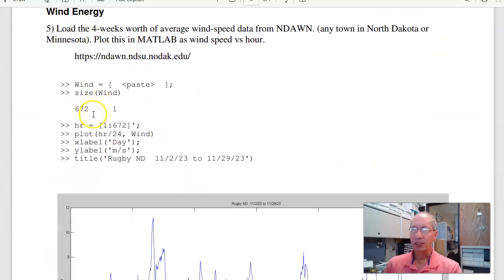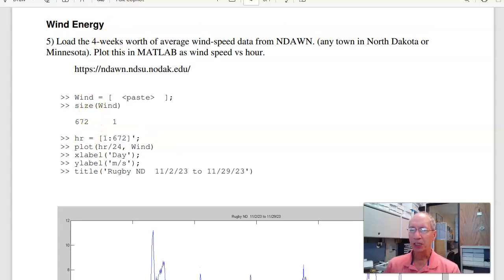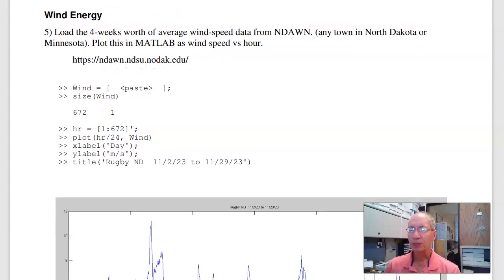Okay, so that was solar energy. If you go to wind energy, I can do the same thing. Go to NDON, I can pull up the wind data. So copying the wind energy for 4 weeks, pick your favorite spot. I think I chose Rugby, North Dakota one more time. I can copy and paste that data into Matlab.